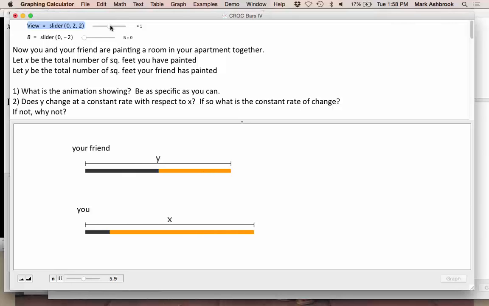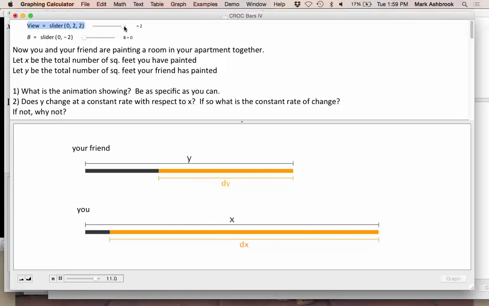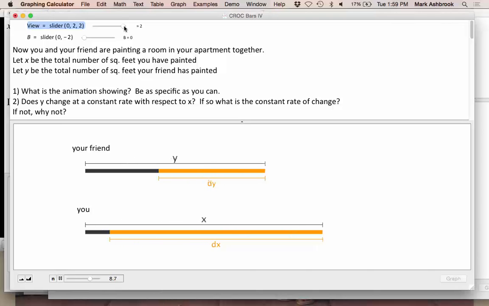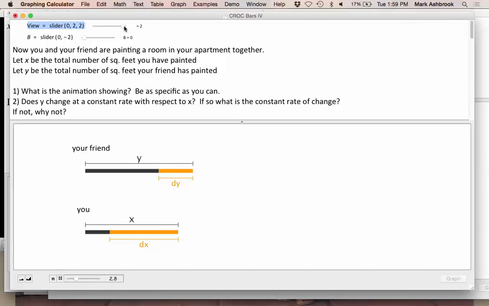What am I showing by the gold parts of the bars? So how would you label those? Good. So, does y change at a constant rate with respect to x? How many people think yes? How many people think maybe? How many people think no?